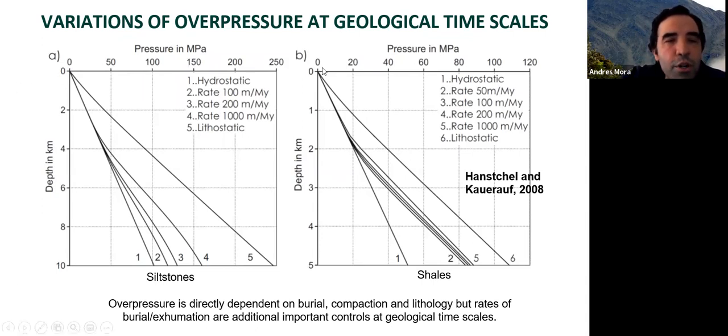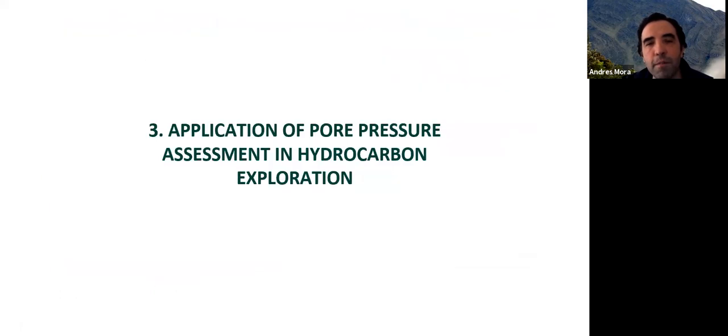We have here again depth and pressure in megapascals. And the number one is the hydrostatic gradient curve. If we increase the sedimentation rates from 100 to even 1,000 meters per million years, or millimeters per year, we would see an increase in overpressure that is higher the deeper we are. And the opposite also happens. If we do have a decrease in overpressure because of erosion, erosional denudation or exhumation, we would have underpressured rocks. And these are important principles that we used for this modeling.